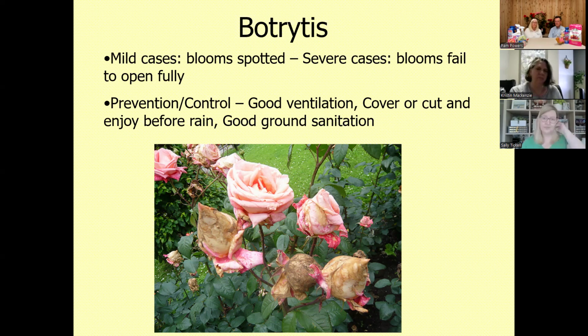But what happens is with the rain on these heavy petaled roses, they will get spotted. They'll get red dots on them. In severe cases, the blooms fail to open fully, and they get this mottled look. It's actually a petal fungus called botrytis. Those blooms aren't going to open, and they're just going to harbor disease.